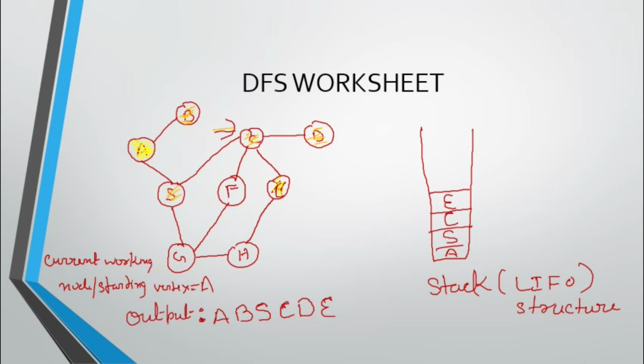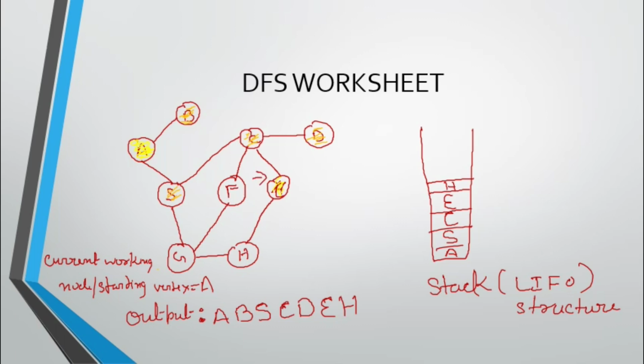Okay, that's all. So of course E, C, B, I already come from C. So from E I am going back to H, because I can go to H. So write H into the output sequence and push H into the stack. Okay, and make it the currently working node.